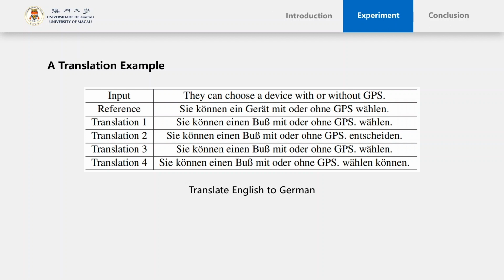We analyzed the reason: maybe the word device was not seen during the model training process. And due to the byte pair encoding method, GPS and dot may often appear together during training, so it is regarded as a combined token, GPS dot. So an extra dot appears during the translation process.